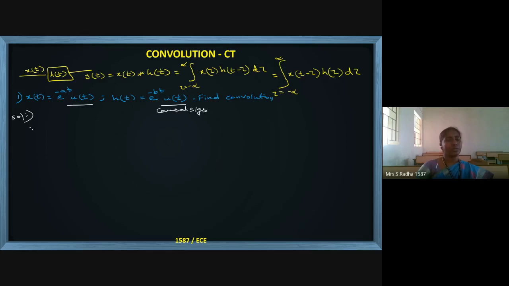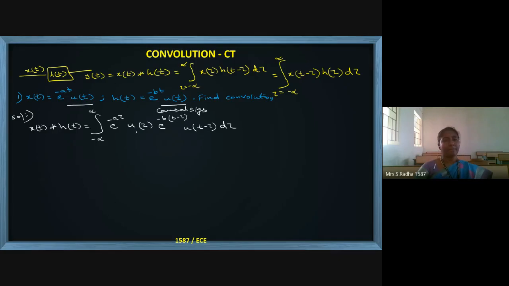x of t convolution h of t is nothing but integration. First signal I will take in terms of the dummy variable, so wherever t is there, I have to put tau. Second signal I will take shifted version, so wherever t is there, I have to put t minus tau. And the limits are with respect to tau, minus infinite to plus infinite.